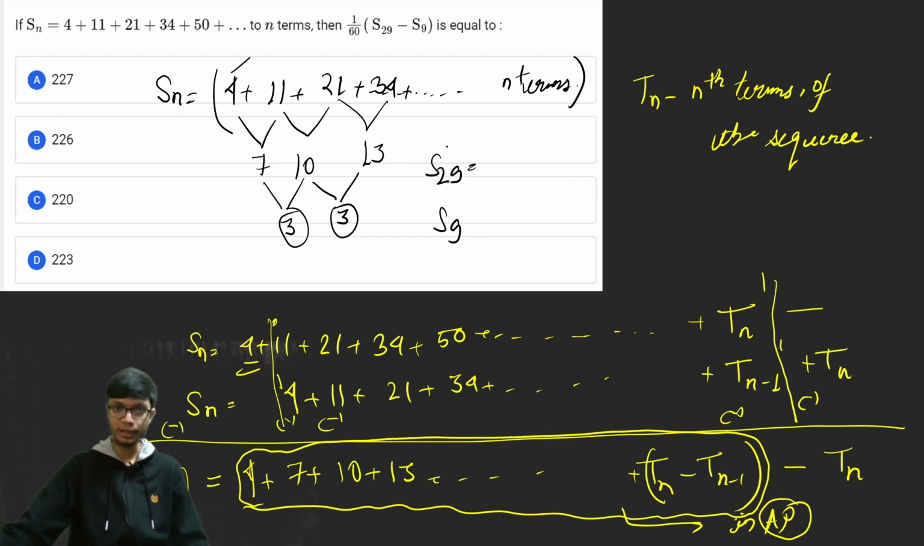Now I have to basically get the value S29 minus S9. So if you calculate this difference, and then multiply it by 1 by 60.